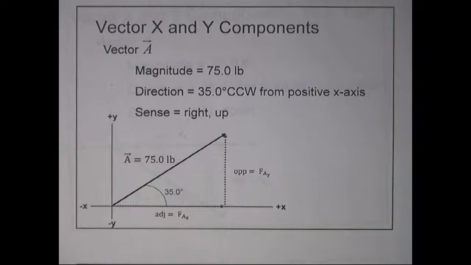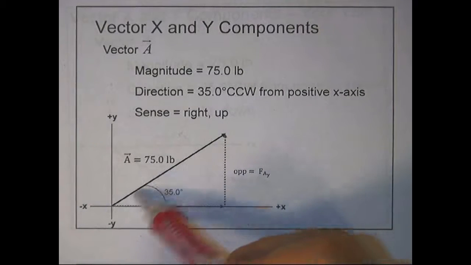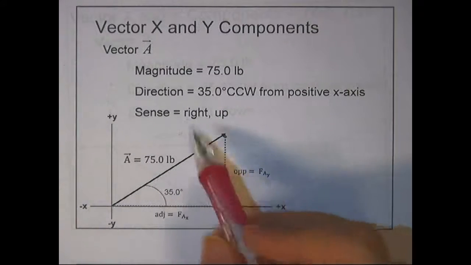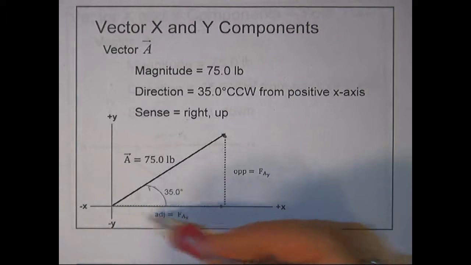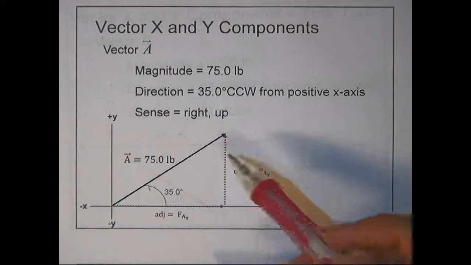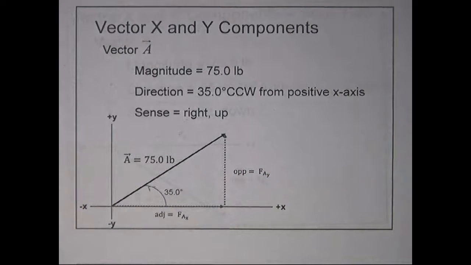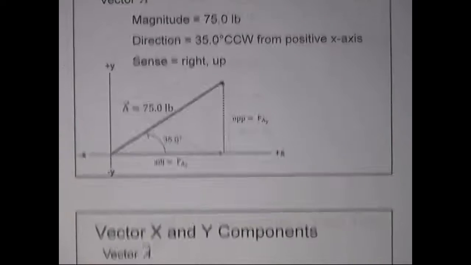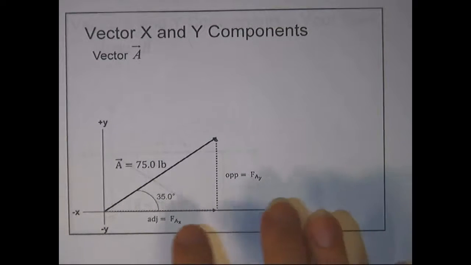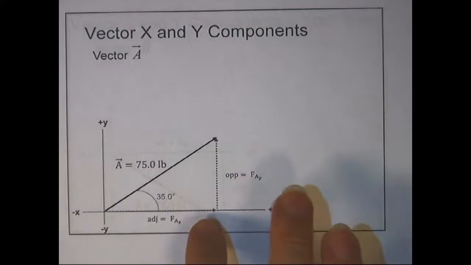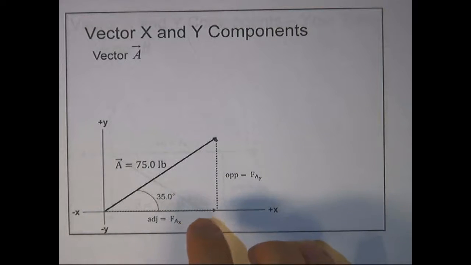Okay, now we're going to talk about the calculations for vectors. And here's our first problem. We have a magnitude of 75 pounds, and we have the direction 35 degrees counterclockwise from the positive x, and our sense is right and up. What we want to do is find the components in the x and the y direction.